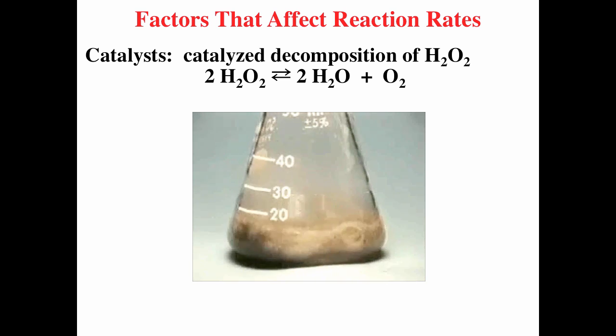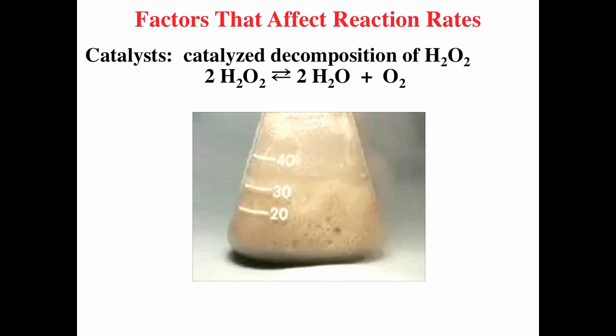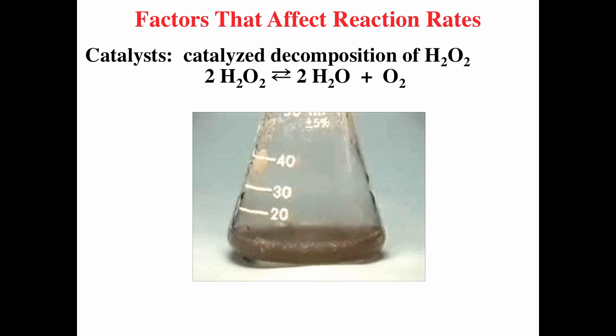The reaction produces oxygen and water. The manganese dioxide is not consumed or otherwise altered by the reaction. It serves only as a catalyst and makes the reaction occur more rapidly. But catalysts are used in many industries because if you can speed up reactions, you often can save a lot of money. And so catalysts are very important.